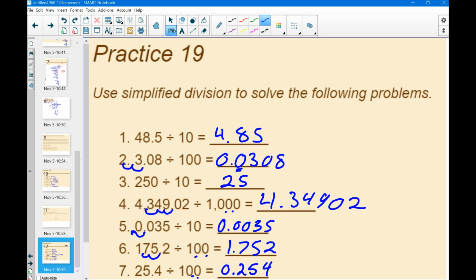Alright, so multiplying, dividing by 10. Pretty basic. Move the decimal place right or left. No big deal. No sweat.